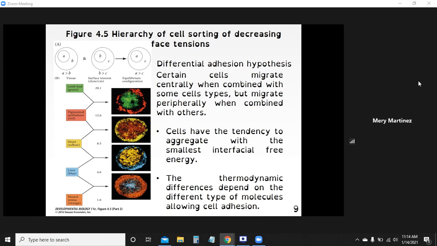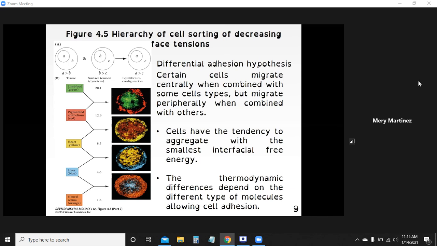So here we have A and B, here we have B and C, and here we have A and C. So different tissues. A has a greater affinity than B. In this one, B has a greater affinity than C, and A greater than C. So depending on this type of rearrangement, here we have the surface tension, and they arrange with the least energy. It doesn't cost that much to have the affinity.